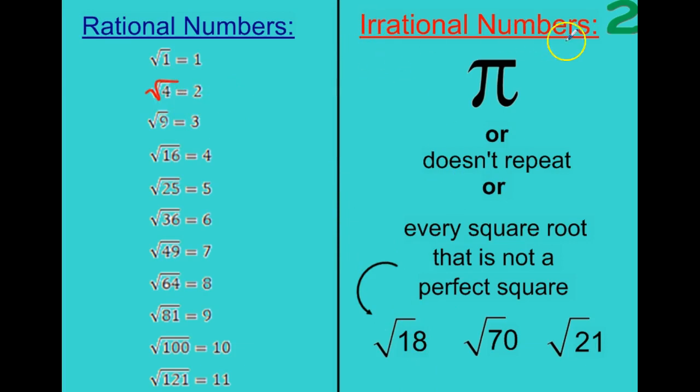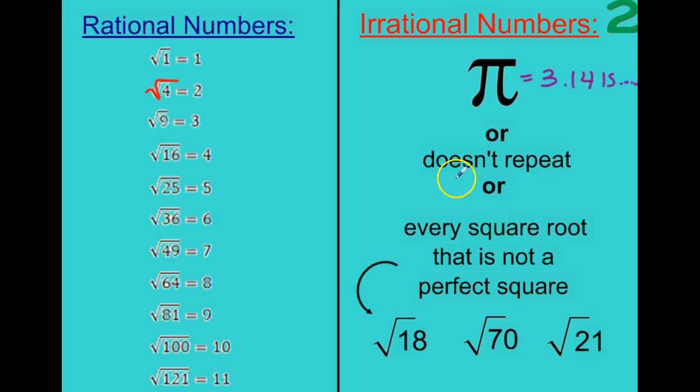On the other hand, we have irrational numbers. These are numbers like pi that go on and on forever. 3.14159, and so on. These irrational numbers don't repeat. Every square root that's not a perfect square, like the square root of 18, would be somewhere between 4 and 5, because the square root of 18 is not a nice number. There's not a number that multiplies by itself to give you 18. So it's somewhere between 4 and 5. It would be like 4.2, and so on. It would go on and on. Same thing with 70. The square root of 70 is not on here. Those are irrational numbers, or crazy numbers.